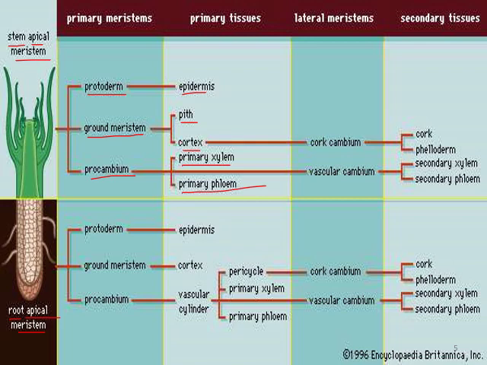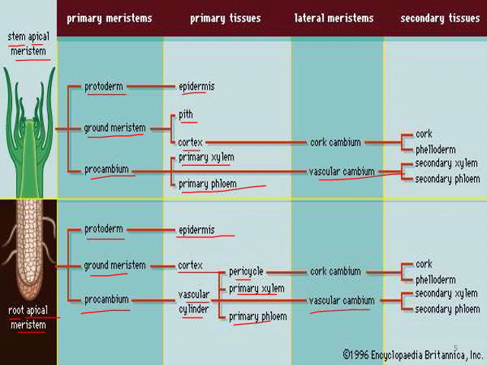Similarly, in root, protoderm plays a role in the production of epidermis. This is the primary tissue. Then the ground meristem produces cortex, and then we have a procambium in root that produces a vascular cylinder, and this vascular cylinder further produces pericycle, then primary xylem and primary phloem. But here our focus is vascular cambium in stem and in root.